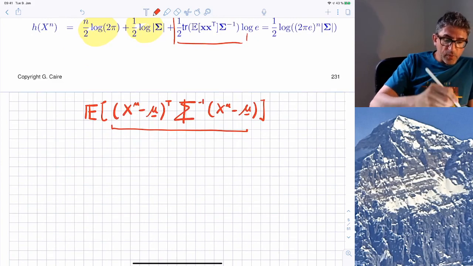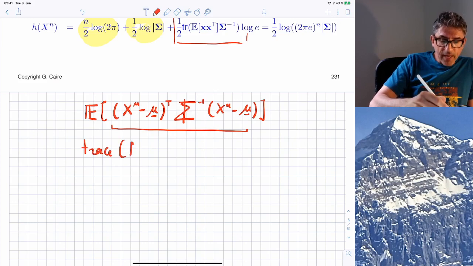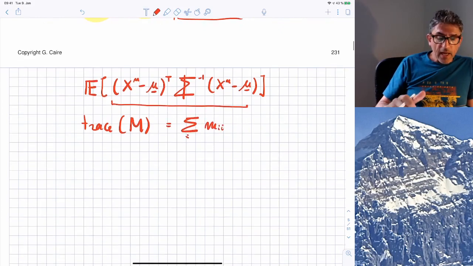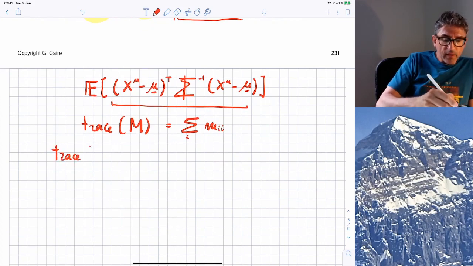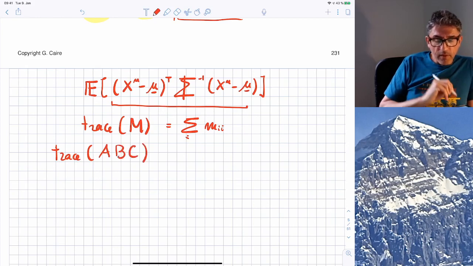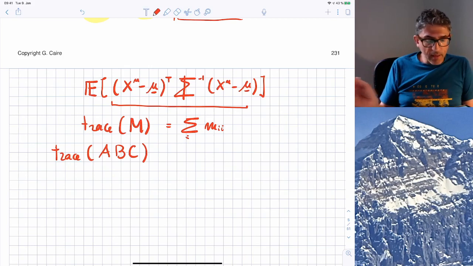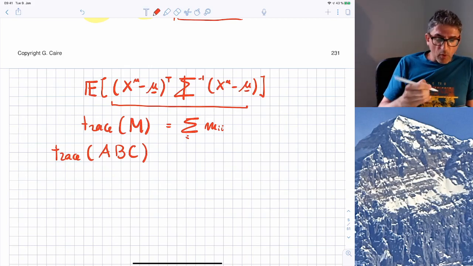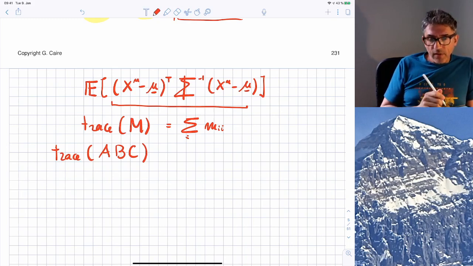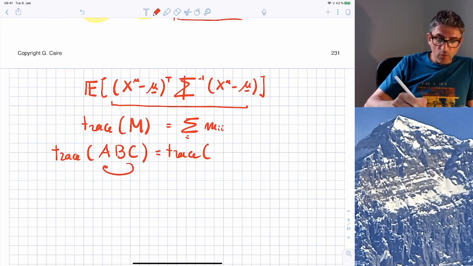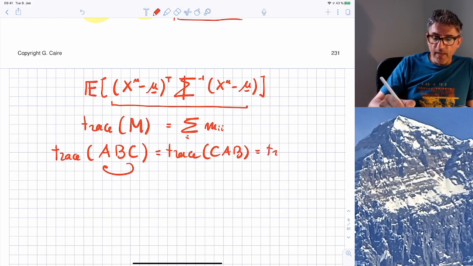There is something called the trace operator. What is the trace? The trace of a matrix M is simply the sum of its diagonal elements. Now it turns out that the trace operator has the following property. If I have a product A, B, and C, remember that matrices generally do not commute, so the product ABC is different from, for example, BAC. But when we take the trace of a product, it is invariant to cyclic shifts of the terms. So this is the same as the trace of CAB, and if I do another cyclic shift, I would get BCA.